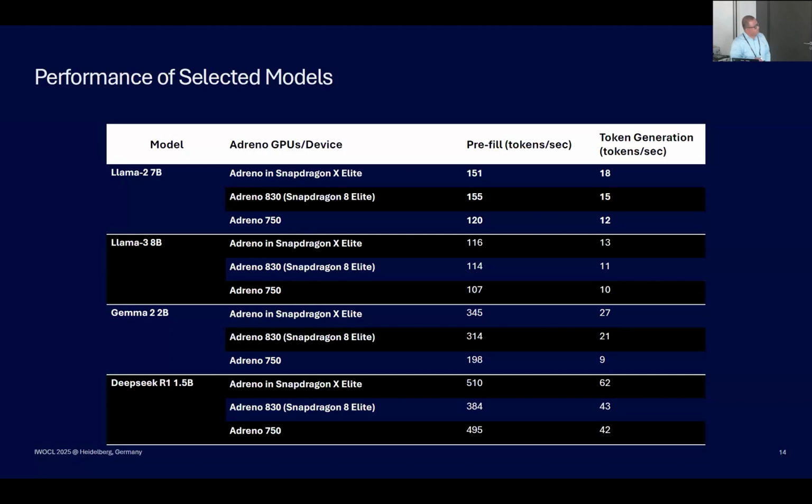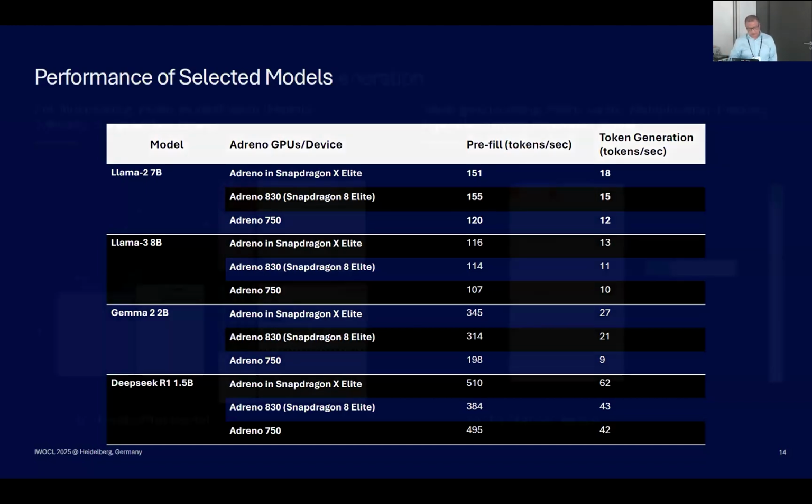Again, I gave three devices. These are the Windows on Snapdragon, the Snapdragon X Elite; the second one is Adreno 830, which powers the Samsung Galaxy S25; and 750 powers the S24. These are the premium Adreno devices.